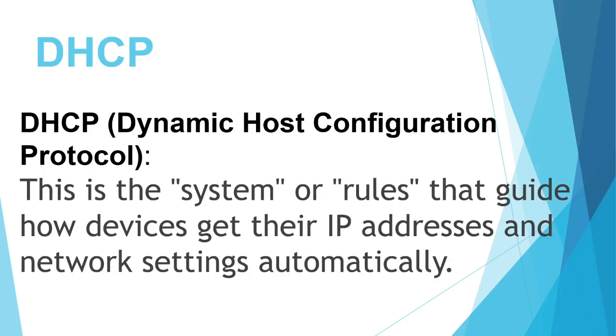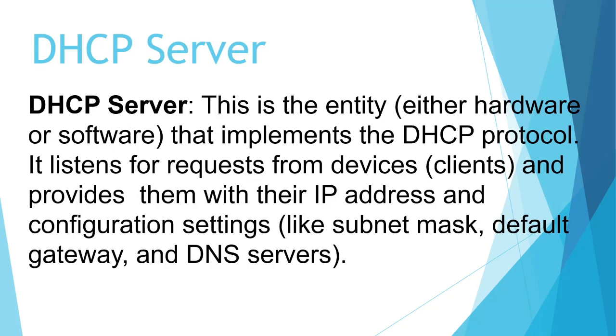Now we'll see the definition. What is DHCP? DHCP is Dynamic Host Configuration Protocol, and this protocol is nothing but the rules, or we can call it a system, that guides devices to get their IP addresses and network settings automatically. Means this DHCP protocol is a set of rules that guides devices to get their network settings and IP addresses automatically. And DHCP server: a DHCP server is hardware or software which implements the DHCP protocol.